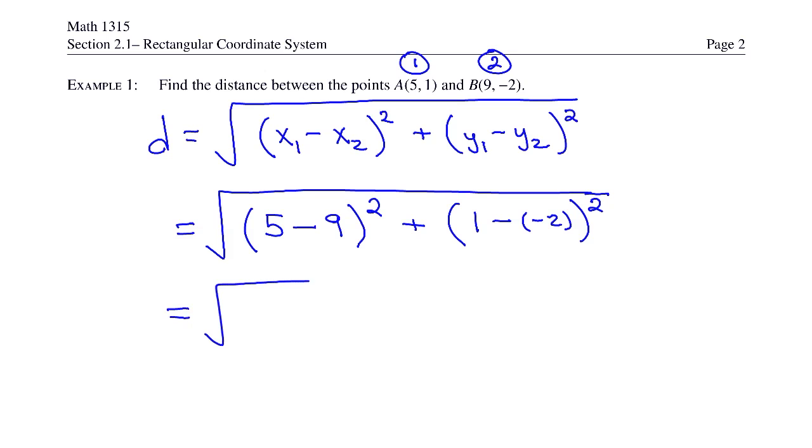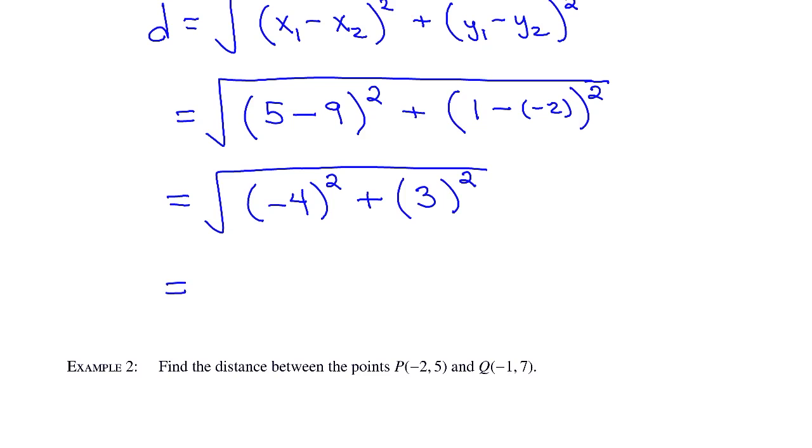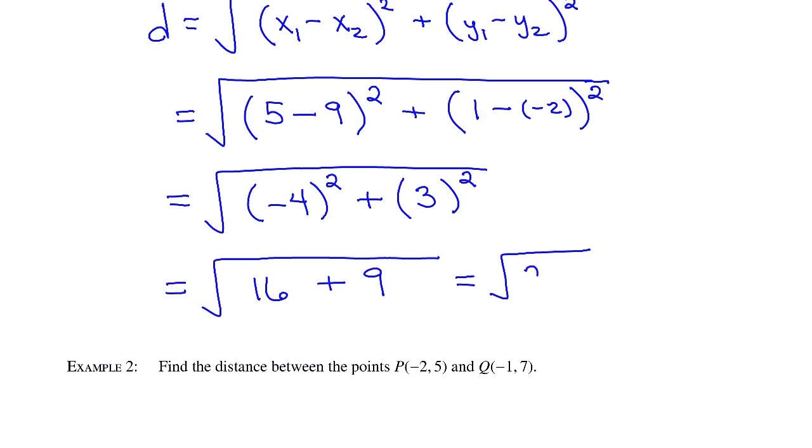5 minus 9 is negative 4, so we have the square root of negative 4 squared plus 1 minus negative 2 is positive 3, so that's positive 3 squared. Negative 4 squared is positive 16. 3 squared is positive 9. 16 plus 9 is 25, and the square root of 25 is 5. So the distance between points A and B is 5.